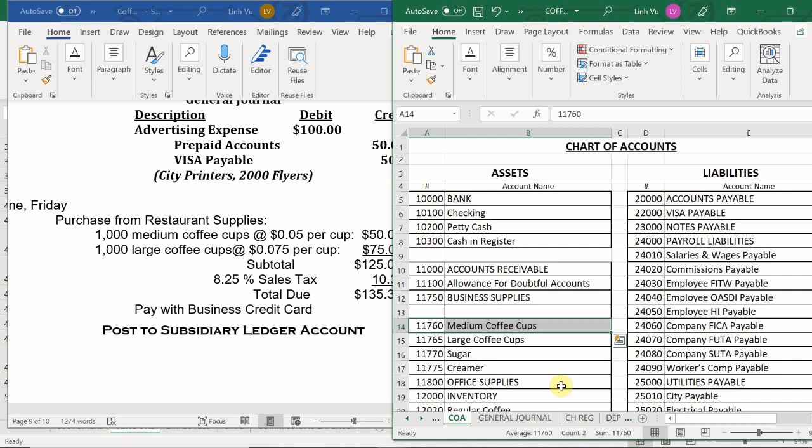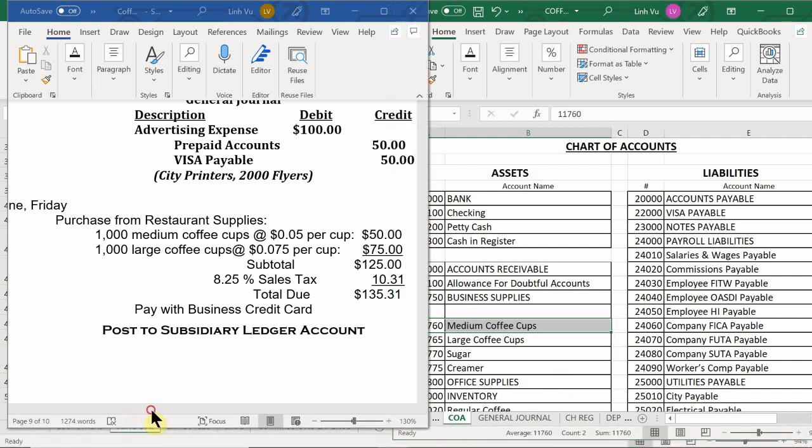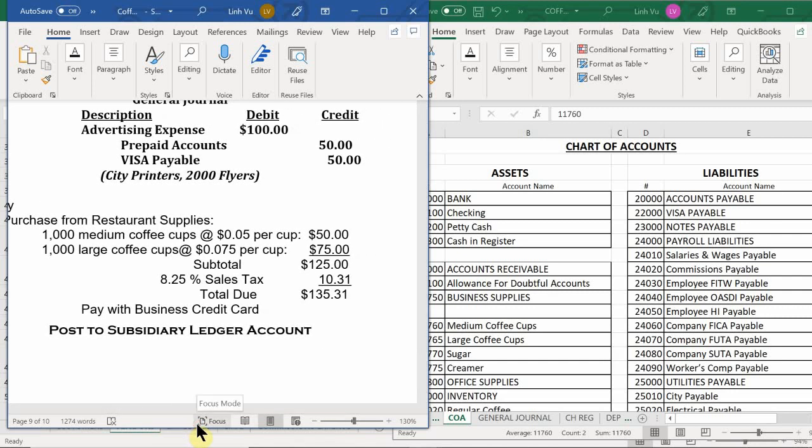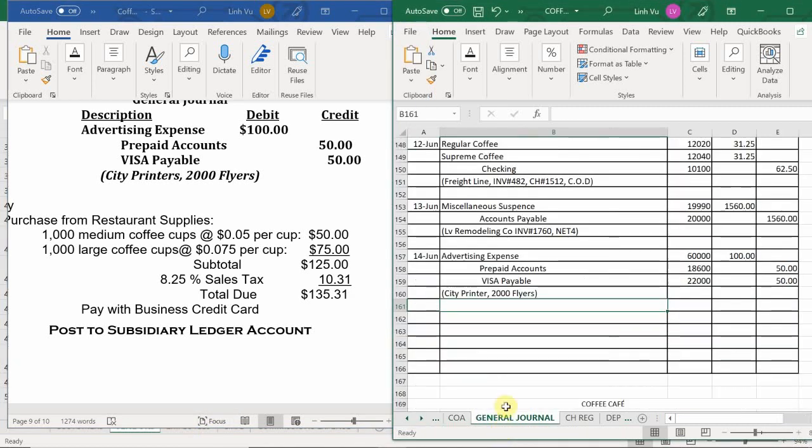So in this case, I bought 1,000 medium coffee cups for $50, and you buy 1,000 large ones for $75. That's the bill. Actually, that's the total one time, with the tax and everything. Do we have to journal like that? Yes, we do, because we increase our assets. We have an account, business supplies. And how did I pay for it?